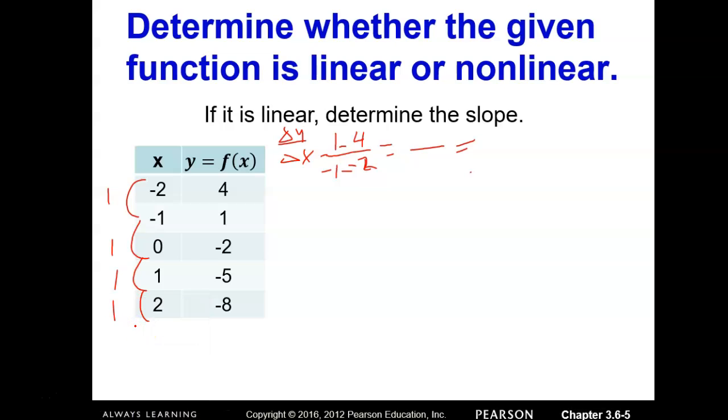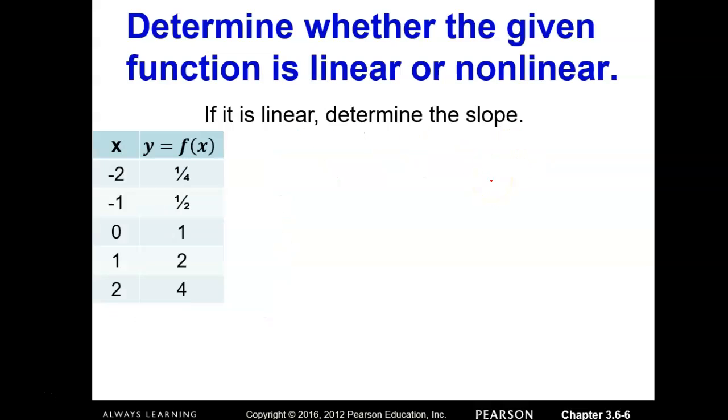It should be negative 3 over 1, which is negative 3. So this is going by negative 3, negative 3, negative 3. The slope is constant for all of it, and it's negative 3. The same way, try this one, the half fraction, the same idea.